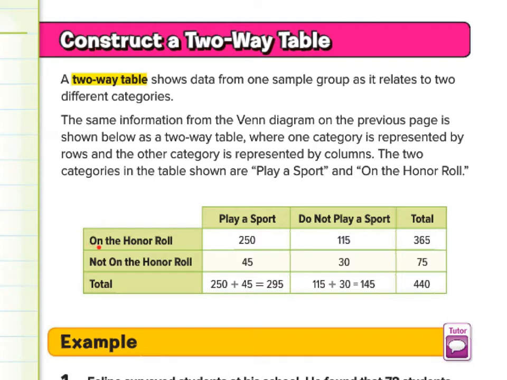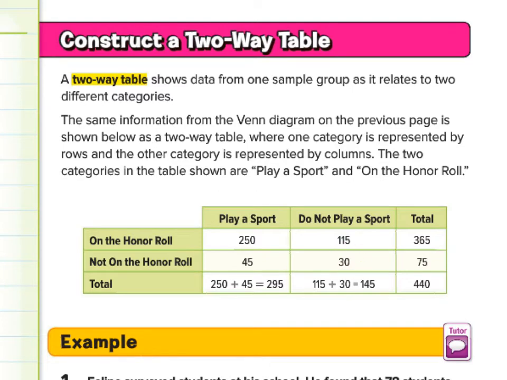So we have here on the honor roll, the students that play sports is 250. And the ones that do not play sports out of that group is 115. And together they have 365. Not on the honor roll, we have only the 45 students that just play sports. And the students that do not play a sport is only 30, which together makes 75. Now you're probably wondering, where did that 30 come from?